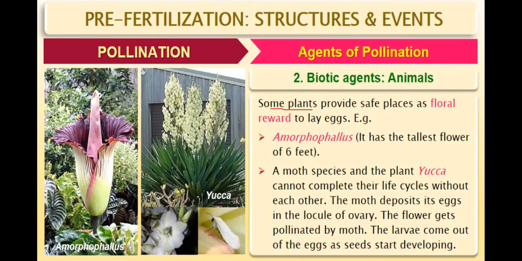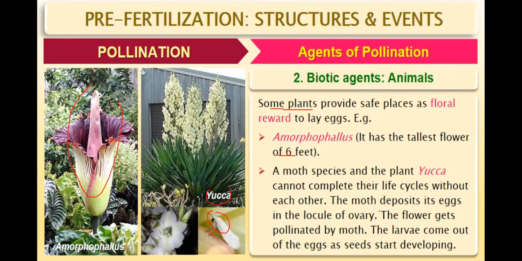Example, Amorphophallus. It has the tallest flower of 6 feet. This is Amorphophallus, the tallest flower. What is the length? 6 feet. A moth species and the yucca cannot complete their life cycle without each other. This is the yucca plant. This is the moth. They cannot complete their life cycle without each other.